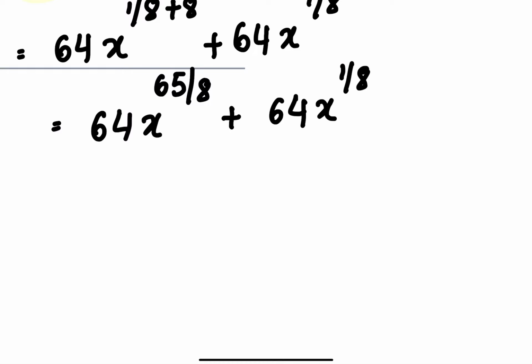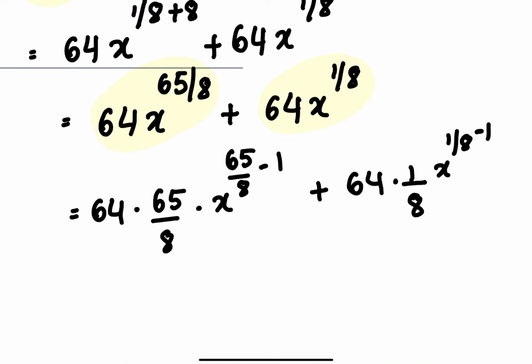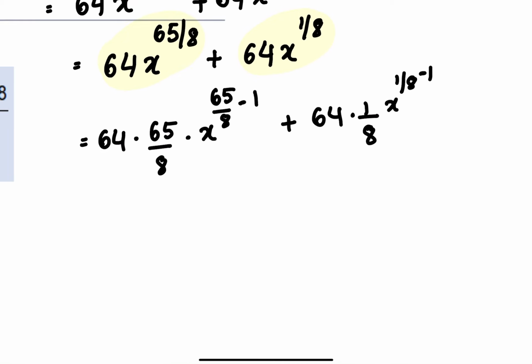This becomes simple. So I'm going to find the derivative of this, find the derivative of this, and simply add them together. So this is 64 times, what's the power? 65 over 8 times x to the power 65 over 8 minus 1, plus 64 times 1 over 8 x to the power 1 over 8 minus 1. Now let's go ahead and see if we can simplify this one.